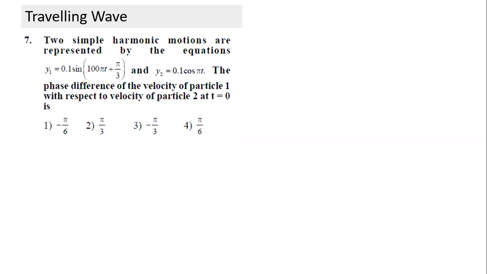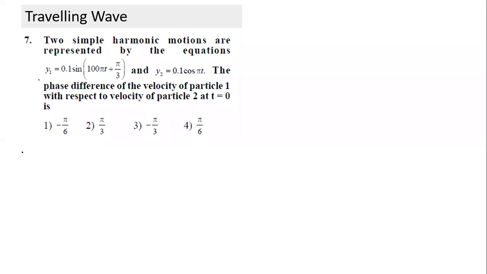Okay, let's look at this one. This is not a traveling wave. What is given? They have given the two points. Can these 2 points be on the same? Okay, this is the question. Find the phase difference of the velocity of particle 1 with respect to the velocity of particle 2 at t is equal to 0. We have to find the phase difference between velocities.